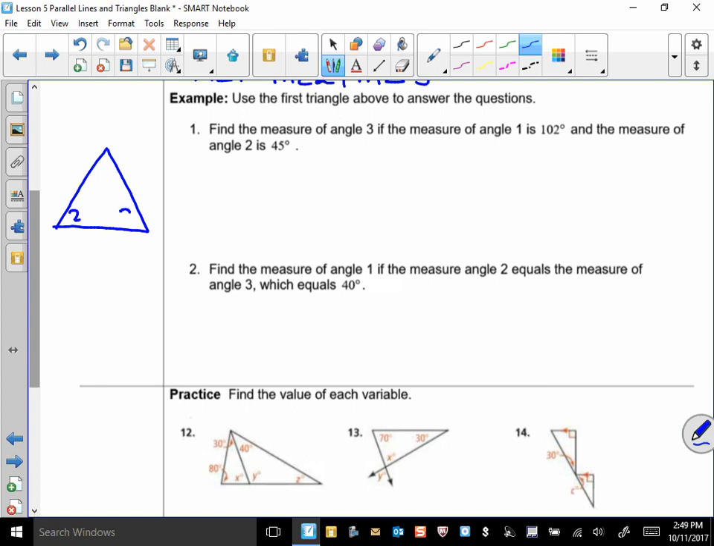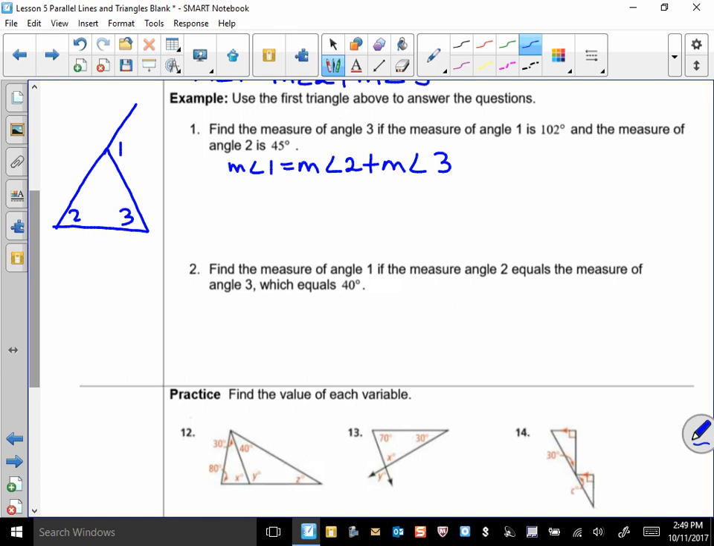Here's angle 2, here's angle 3, angle 1 is up here. So I know 1 is my exterior angle. So I know that the measure of angle 1 equals the measure of angle 2 plus the measure of angle 3. That's what the theorem just told me.